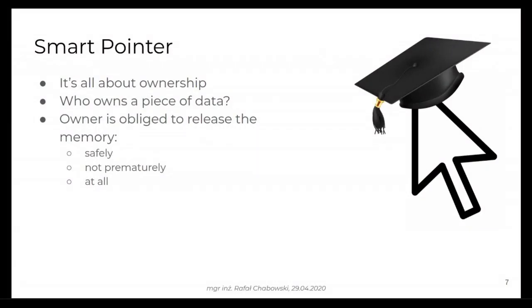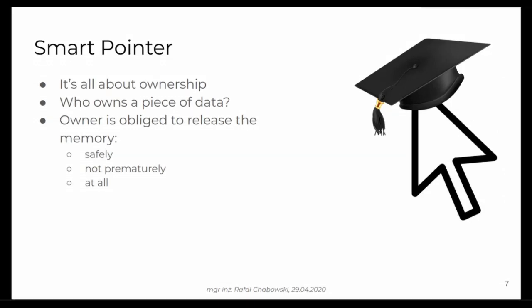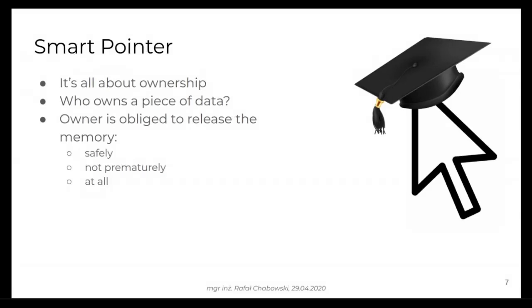Now, going to the smart pointers. The idea behind smart pointers is basically all about ownership. We need to know who owns a piece of data, because the owner has the responsibilities. He needs to release the memory only if it's no longer needed by anyone. It needs to do it safely, and it needs to do it at all. In the case of raw pointers, you are the owner, and you, as every software developer, can introduce bugs, and you will introduce bugs no matter how smart you think you are.